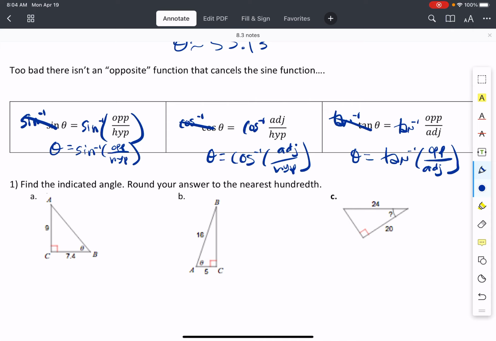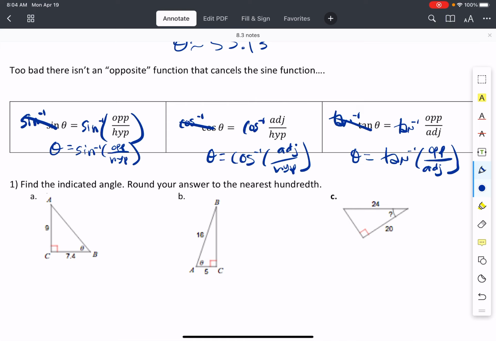So first thing you want to decide is should I use sine, cosine, or tangent? So let's look at 1A. Should I use sine, cosine, or tangent? Nope. How do you know? Well, you tell me. What do you think?